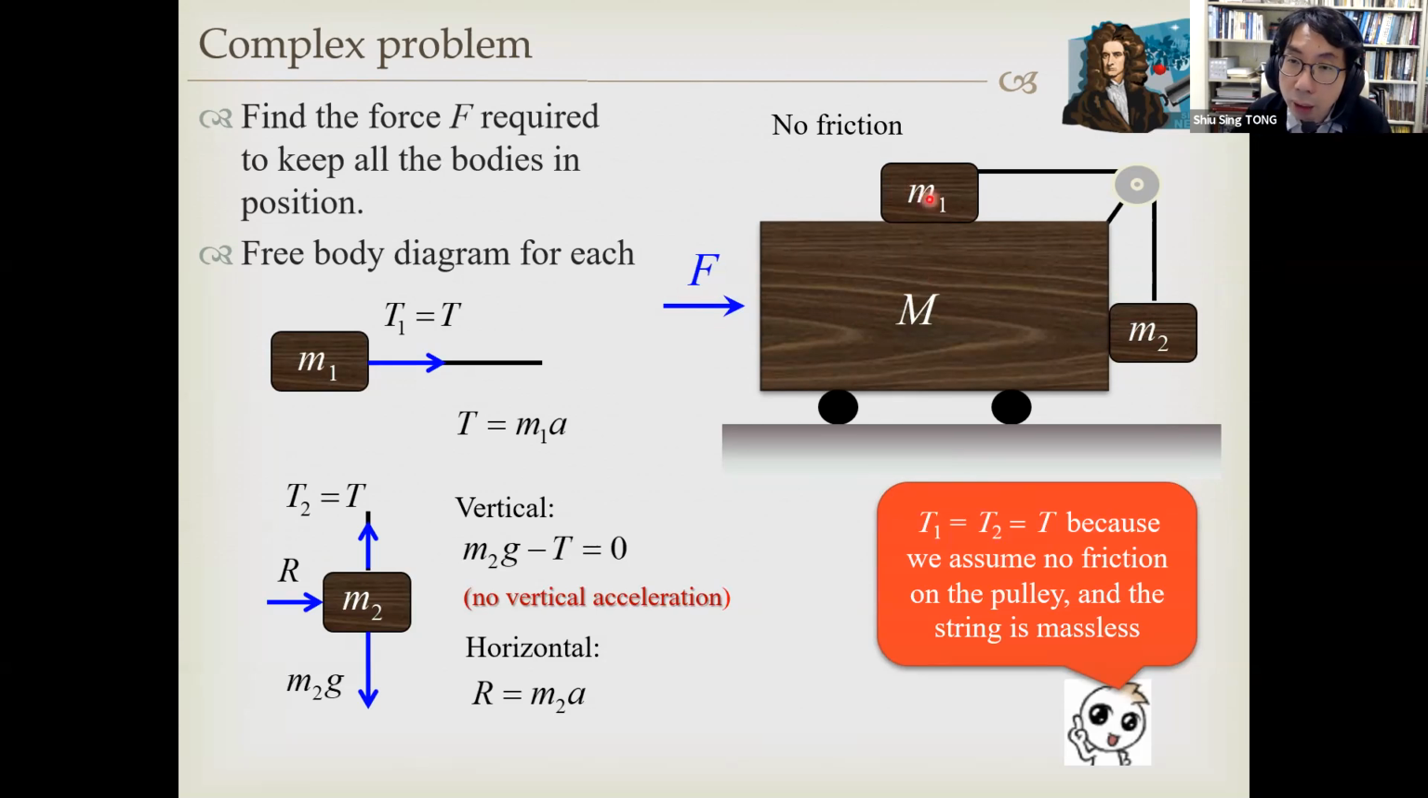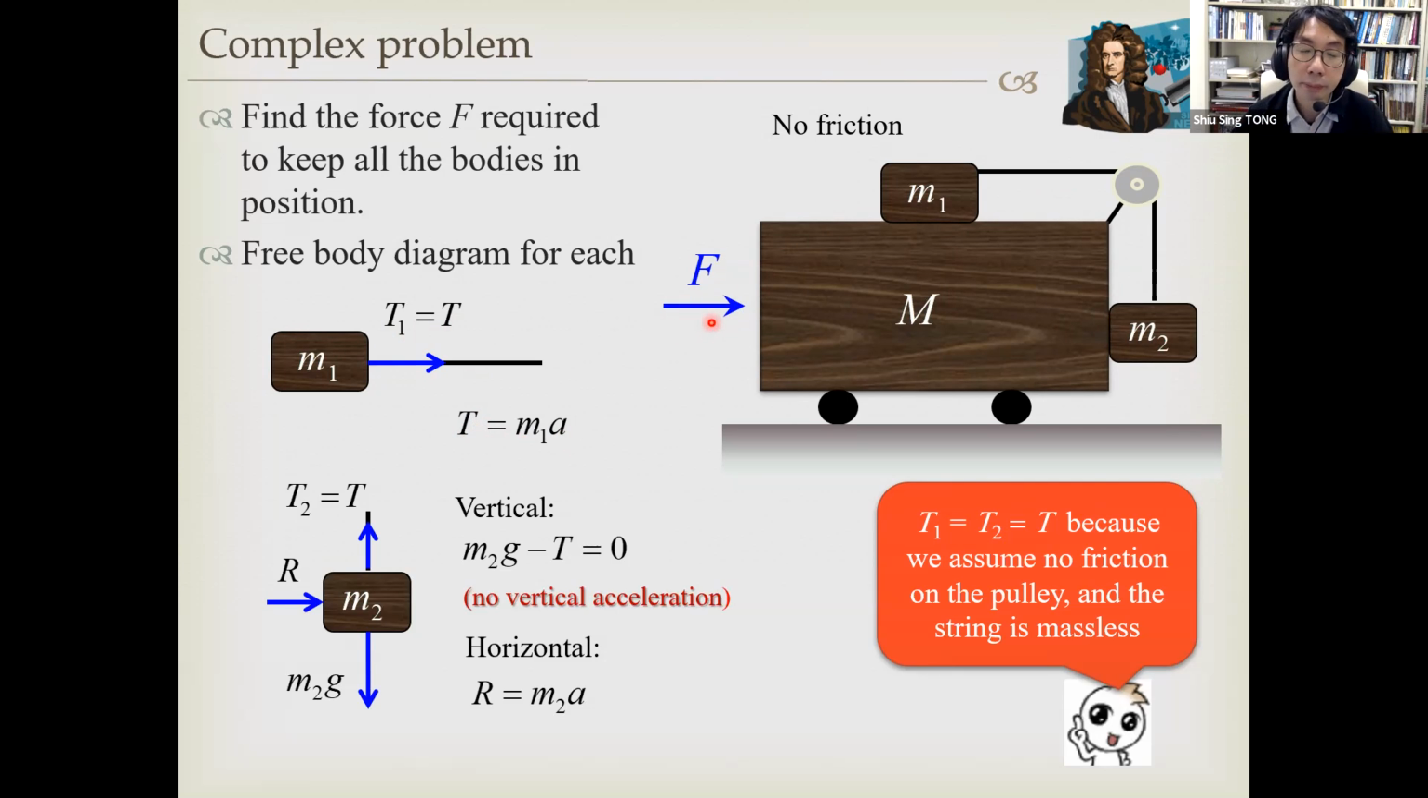Now, we draw the free-body diagram for the block M1. The tension force is the only force pulling on it because there is no friction between M1 and the trolley. I call this tension force T1, equal to T. So the Newton's second law that I write down is T equal to M1 a, where a is the common acceleration of all three objects. Because they are not moving relative to each other, they have a common acceleration forward, and that common acceleration is due to this external force F.